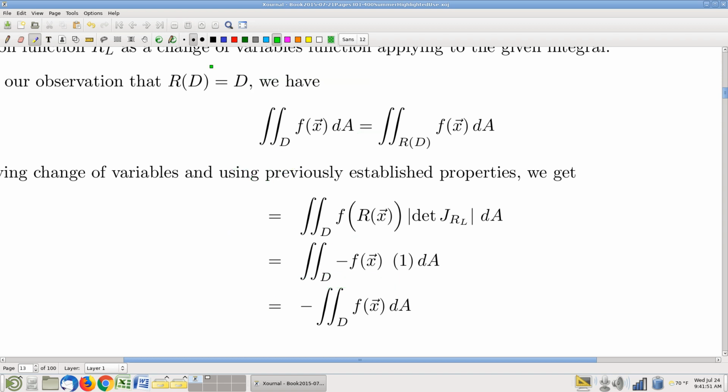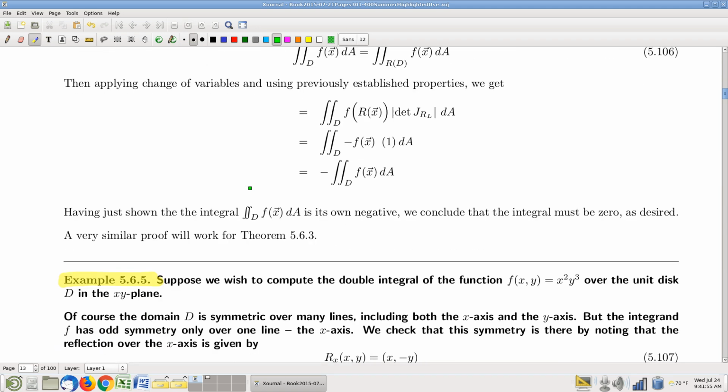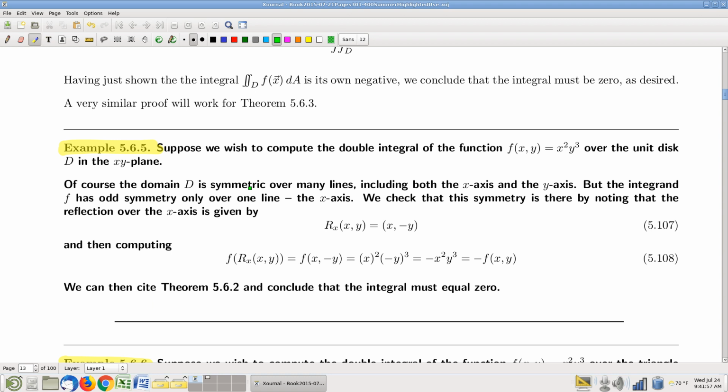Okay. Now, I guess let's go to examples. Okay, so here we go. Let's start with this first example. We want to compute a double integral of this function over the unit disk in the xy plane.